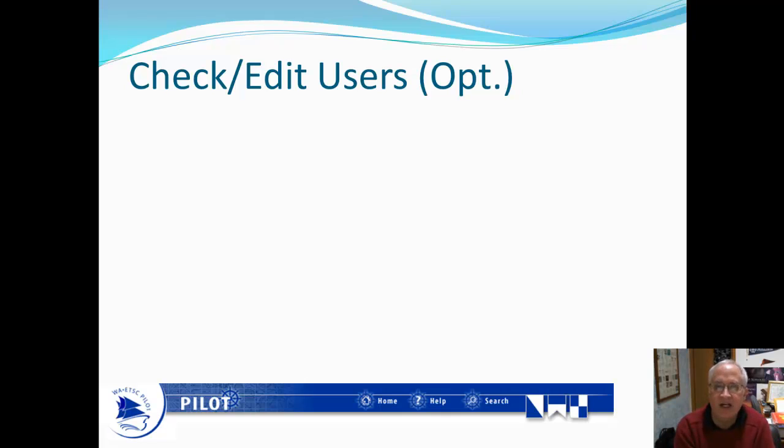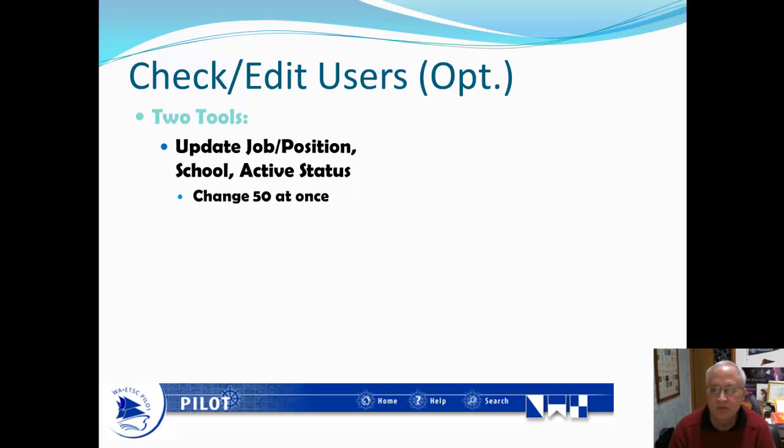Then you have kind of an optional step. There are other ways to edit users. We provide 2 tools for that. One is an update job position, school, active status tool that allows you to change those settings 50 teachers at a time. So you can go through and move several teachers to a different school or deactivate them or whatever you want quickly within that tool.